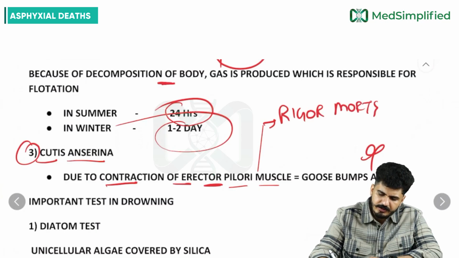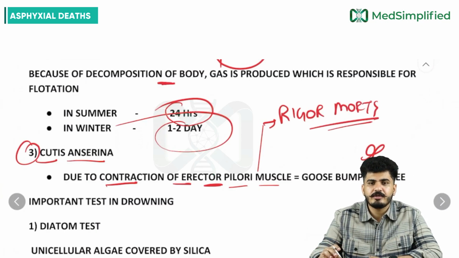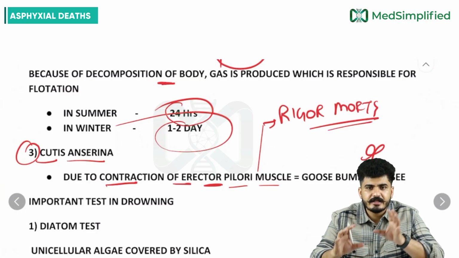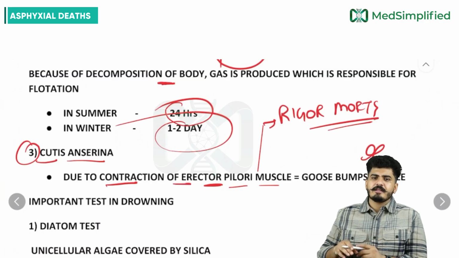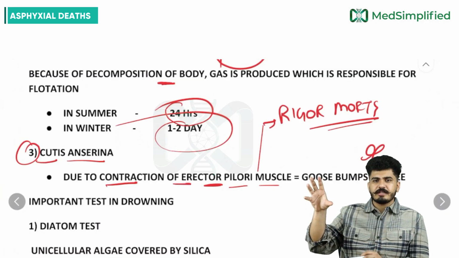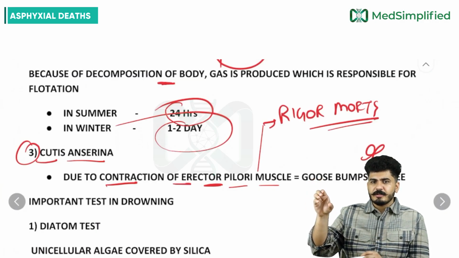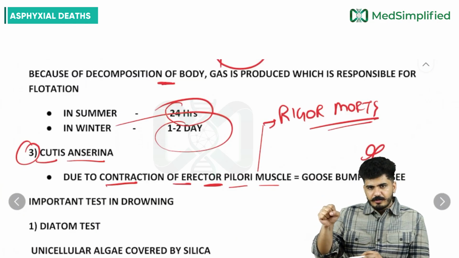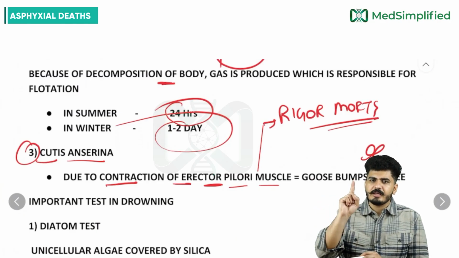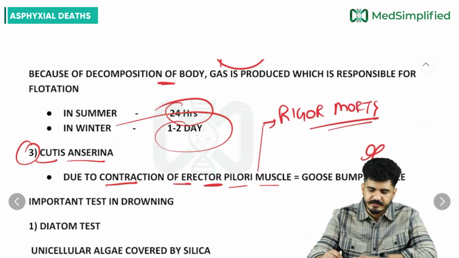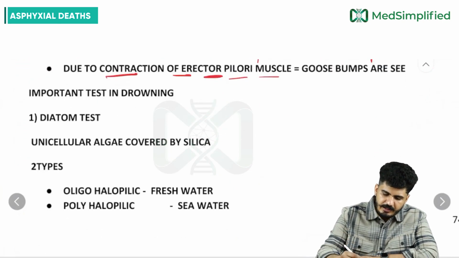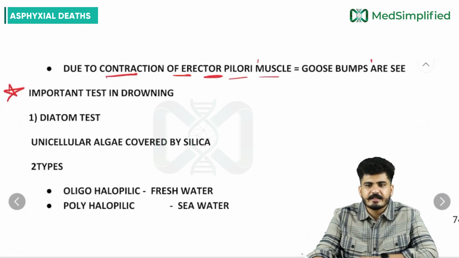What is rigor mortis, sir? Rigor mortis is rigidity, and rigidity is happening because of a decrease in ATP. The moment the muscles are becoming constricted and narrow, these pili muscles will also become narrow. Because of the narrowing, there will be erection of the hairs, which are called goosebumps. Which are called what, sir? Goosebumps.